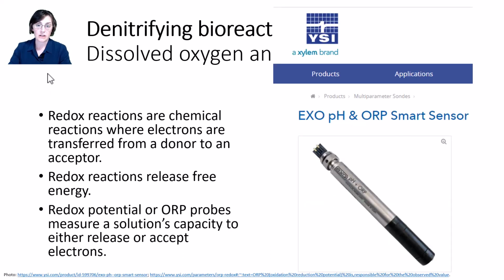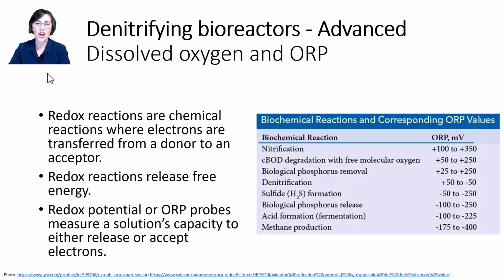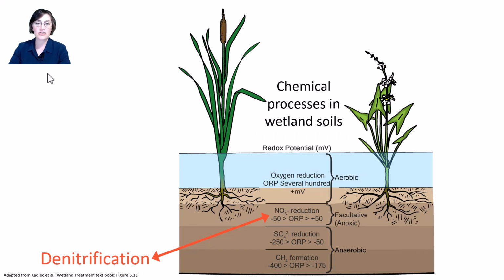Redox potential sensors, or ORP, oxidation reduction potential sensors, are a way that we can measure a liquid's capacity to release or accept electrons. This means we can measure the potential for different redox reactions to happen in solution, like in water flowing through a bioreactor. ORP readings are in units of millivolts, electrical units, which makes sense because we're measuring the potential to transfer electrons, just like electricity. Here's an illustration of redox conditions in a wetland soil profile.